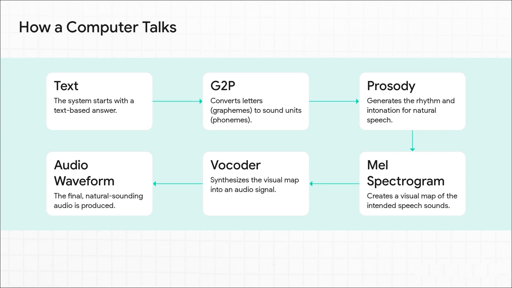Now what about when the computer needs to talk back? Well, it basically just runs this whole process in reverse. It starts with the text of its answer, it figures out the basic sounds for those words, then, and this is super important for making it sound human, it generates the prosody. That's all the rhythm and intonation, what stops it from sounding like a flat robot? All of that gets turned into another one of those sound pictures, a spectrogram, which is then fed into a vocoder that synthesizes the final audio that comes out of your speaker.